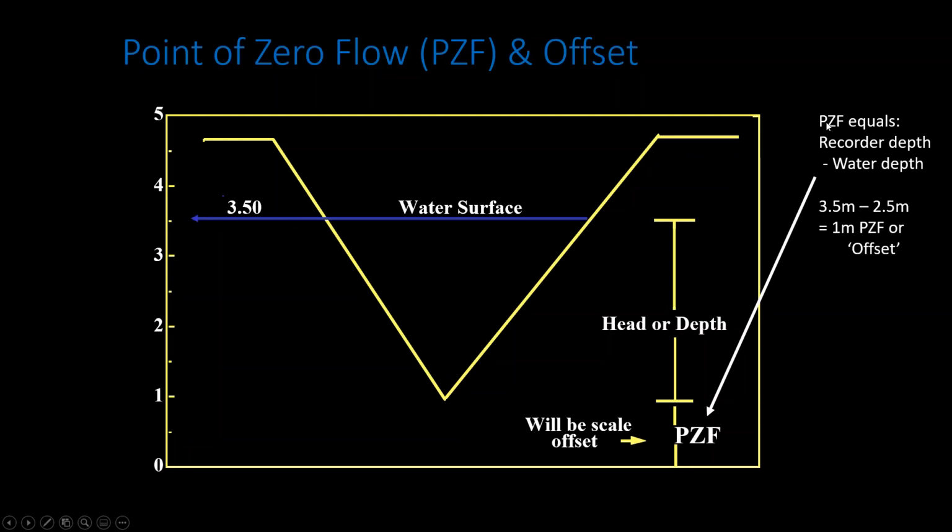So the point of zero flow equals the recorded depth minus the water depth. In this case, the recorded depth is 3.5. We're subtracting the water depth, 2.5, which is the head or depth, and that gives us a 1 meter point of zero flow or offset.